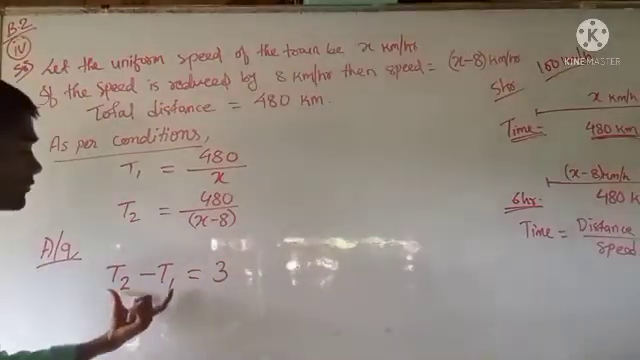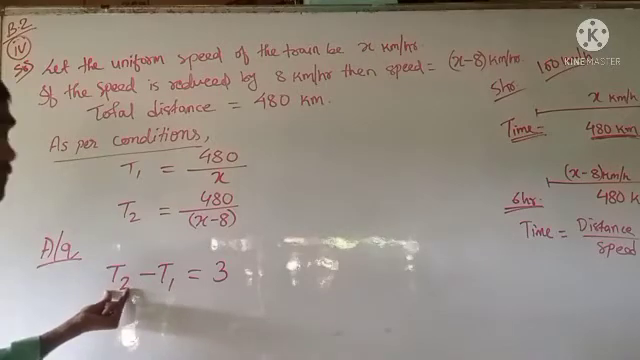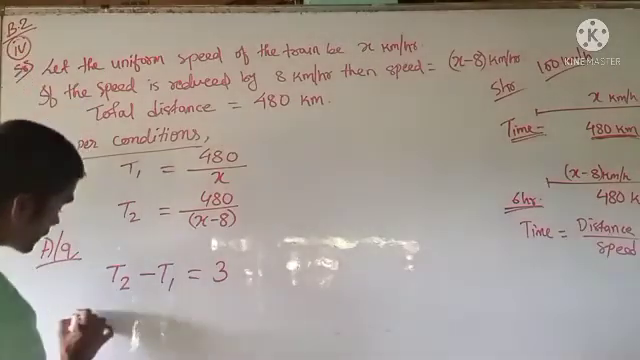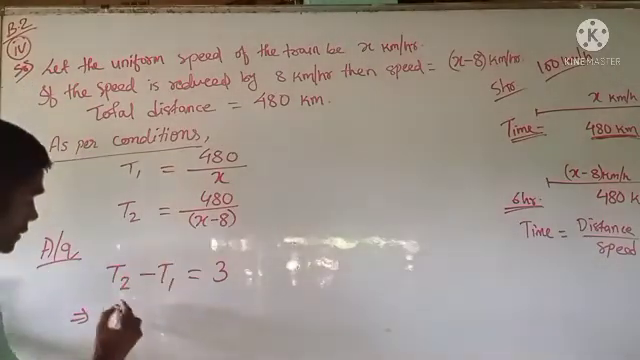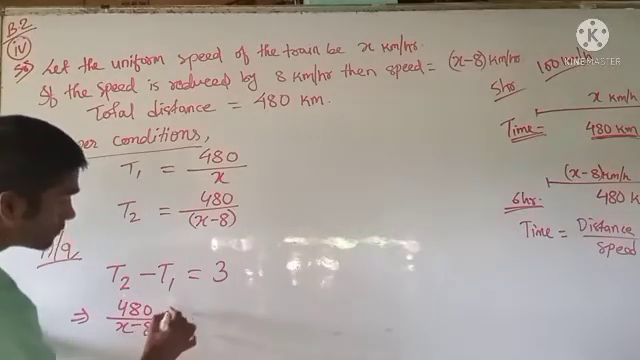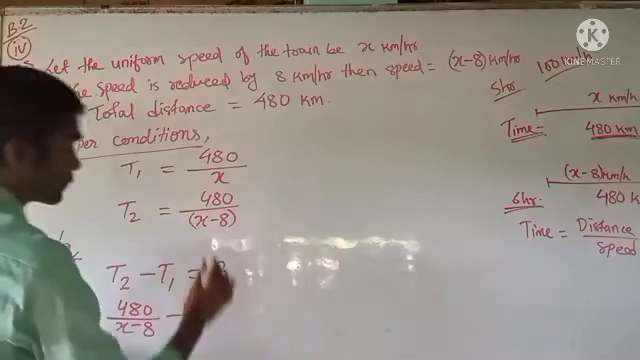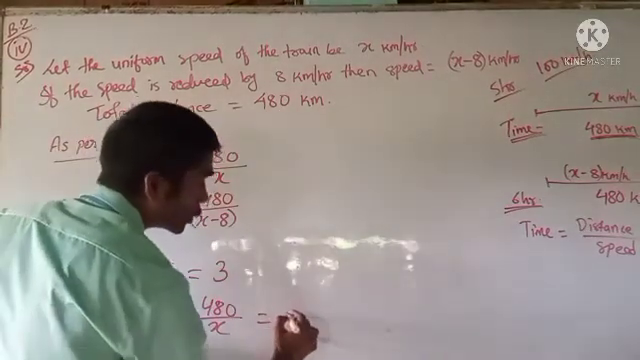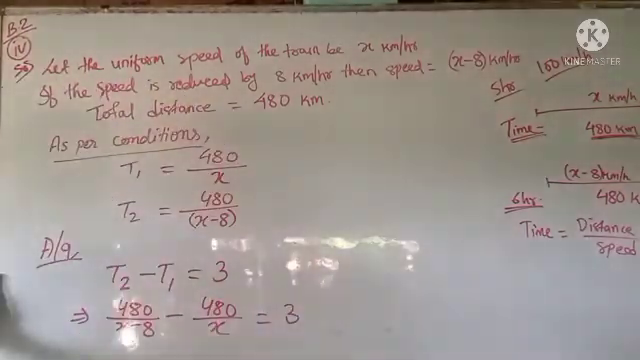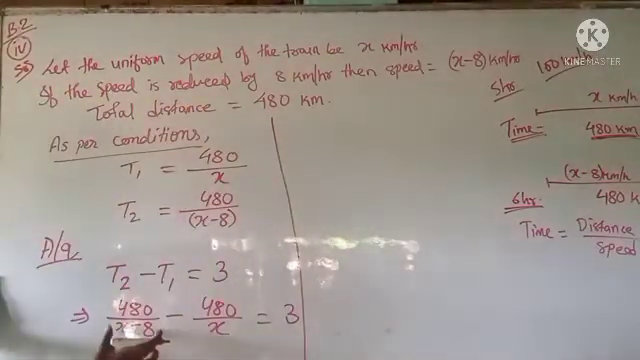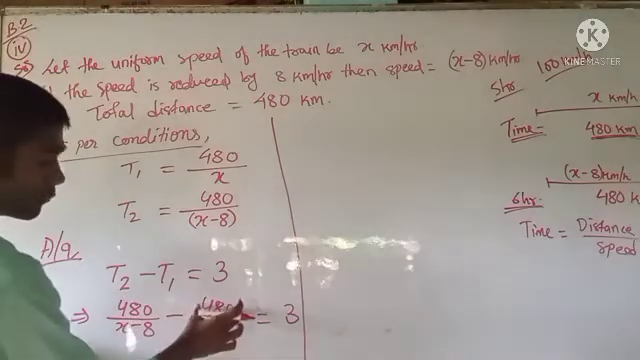Why? Because if the speed is reduced by 8 km per hour, then the time taken is 3 hours more. So for T2, the value is 480 by x minus 8, minus T1, which is 480 by x. It is equal to the total time difference, which is 3 hours. Now let us try to form the equation here. So 480 by x minus 8 minus 480 by x.